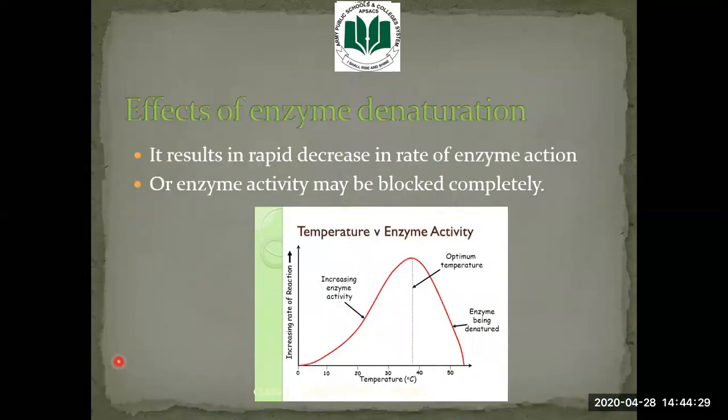So that was how the denaturation of enzyme would take place if we increase the temperature above a certain limit. Now we studied the effect of enzyme denaturation. What happens when the enzyme denatures? It results in a rapid decrease in the rate of enzyme action, so that substrates are not converted into the product, or enzyme activity may be blocked completely with the help of inhibitors.